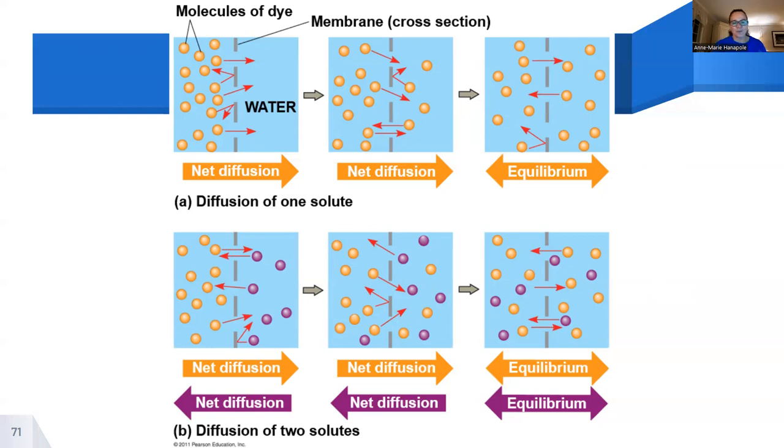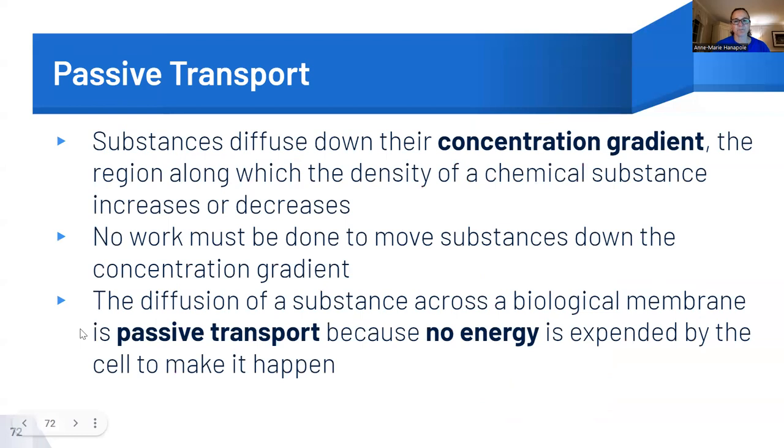And then if you had two different molecules, again, the same thing's going to happen. They're going to distribute until they're evenly distributed on both sides. So at the bottom, you've got the orange and the purple. The orange is going to diffuse until it's evenly distributed, and same with the purple. And so you're going to have equal amounts in the end on both sides.